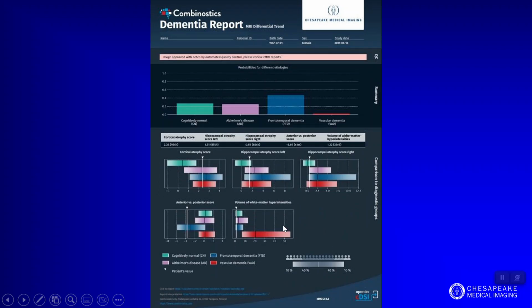But the most important thing to look at in this patient is the anterior posterior score. And you can see that this is where this patient is. You can see that this is significantly deviant from cognitively normal patients, Alzheimer's patients, or patients with vascular dementia. So this is what's driving this clinical predictor that this patient most likely has frontal temporal dementia.